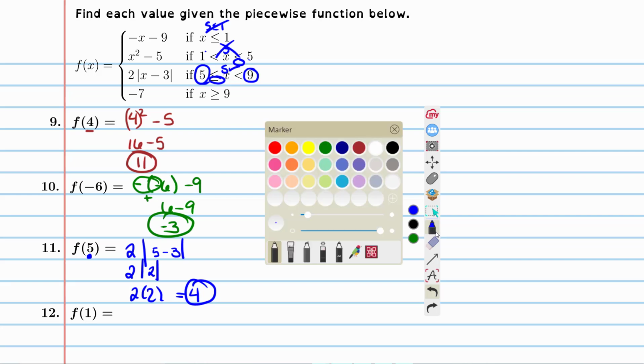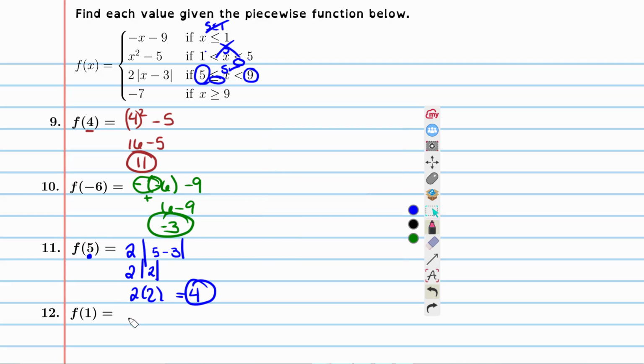And the last one we have in this section is 1. We have to figure out which group it fits into. Is 1 less than or equal to 1? Yes. So I need to do negative 1 minus 9. So negative 1 minus 9 is equal to negative 10. That's the answer.